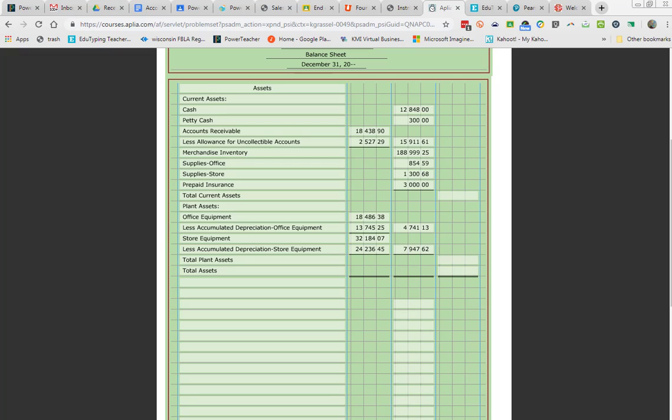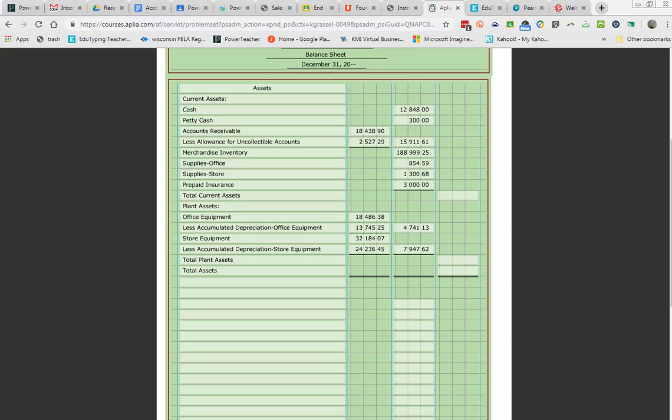Now, I did plant assets up here as well. Because we have so many contra accounts, I list the main one like office equipment, and directly below that I say less the accumulated depreciation. And again, they go right next to each other, and then the difference is going to go in the middle column. So I have my $18,000 is the value of my asset, and I have depreciation of $13,... so my book value of that asset is $4,741.13.